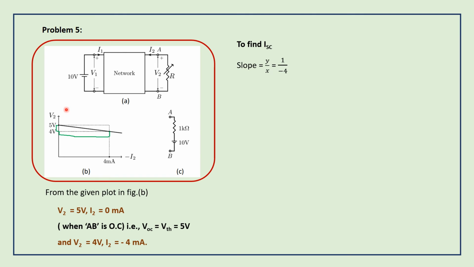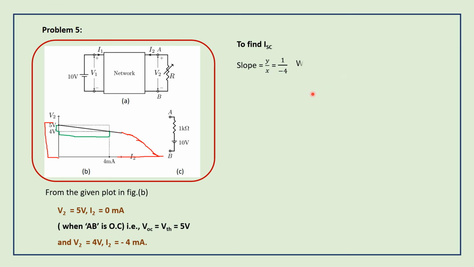Slope will be the same in all the conditions. So at the short circuit current, V2 should become 0. That means this full value we can consider. This graph should be decreasing and it should become 0. Then the full value will be equal to 5 volt. Full y will be equal to 5.